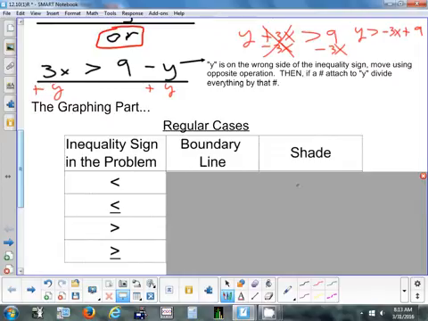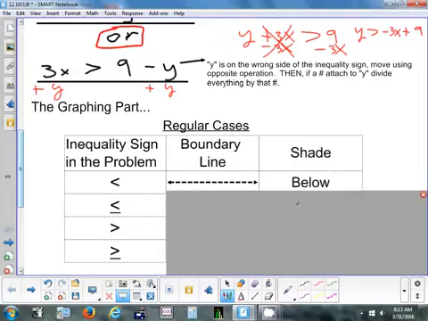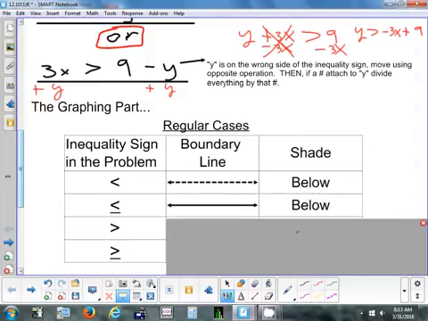Okay, did anybody remember the two types of lines you can draw here? It depends on what symbol you have, but the line is one of two types. Dotted or solid. Did anybody remember what kind of line you use for a less than? That's a dotted. Yep. So less than is dotted, and think less is down, right? Down is below. Okay, so I'll shade below. How about less than or equal to? That's a solid line, but it's still less than. It's still down, so we still shade below.